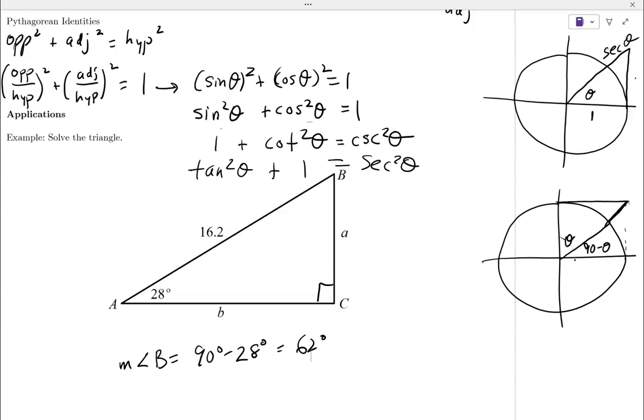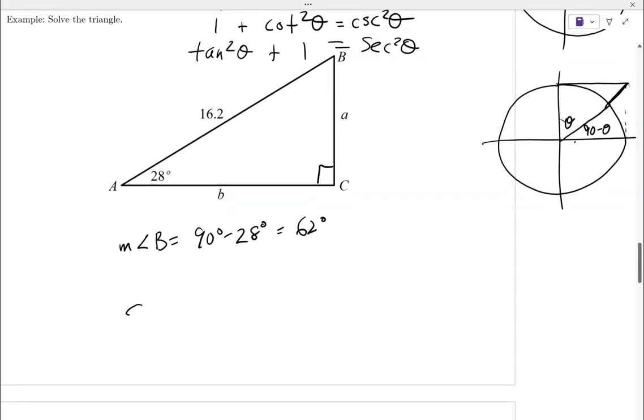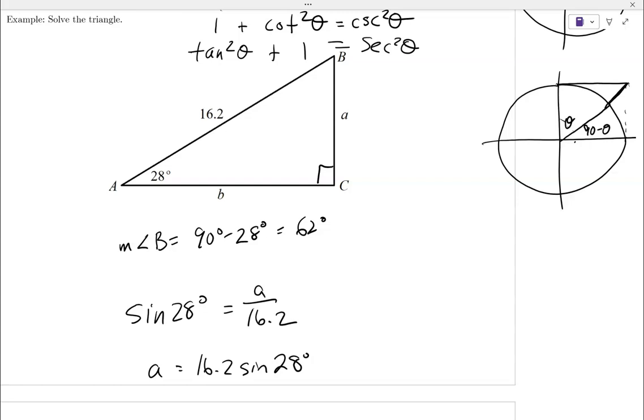So what equation can we set up here? Good. Sine of 28 equals A over 16.2. To solve for your A, we'd have that. This type of problem would probably ask you to go ahead and get a decimal approximation. Make sure your calculator is in degrees for this type of problem, since it has 28 degrees. If you need help changing your calculator from degrees to radians and back and forth, let me know. On the 83s, 84s, it's under the mode, and you should see a radian and degree option.